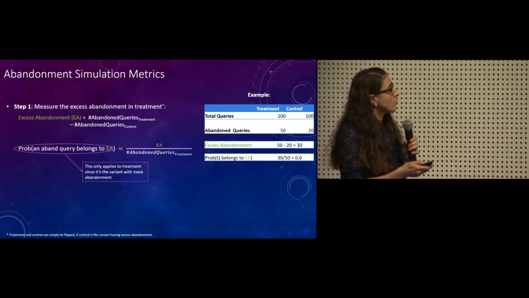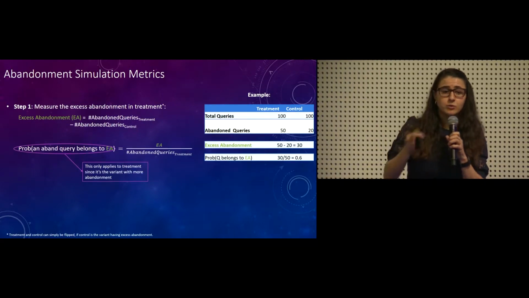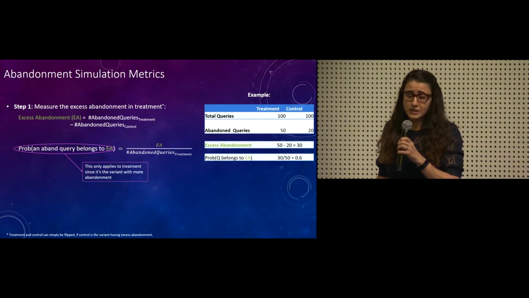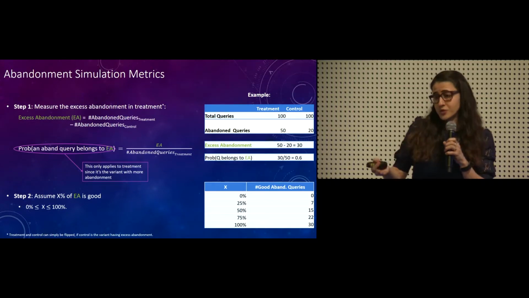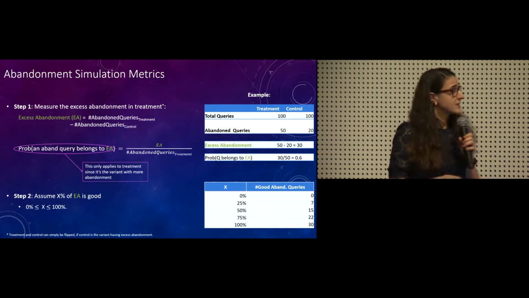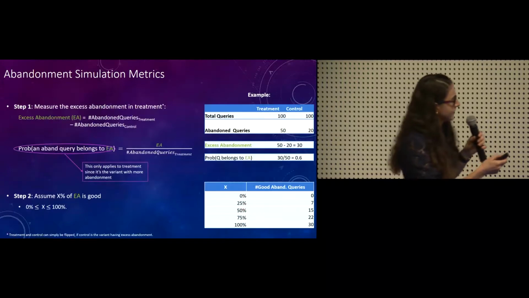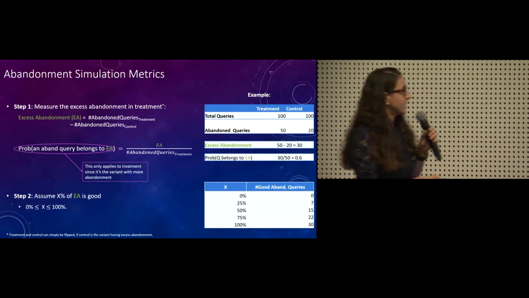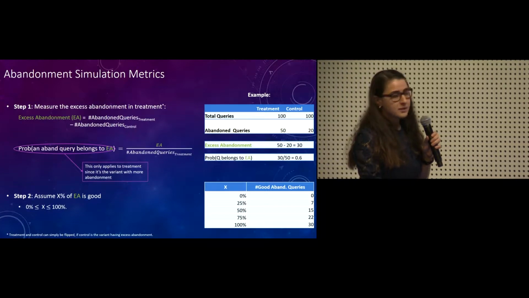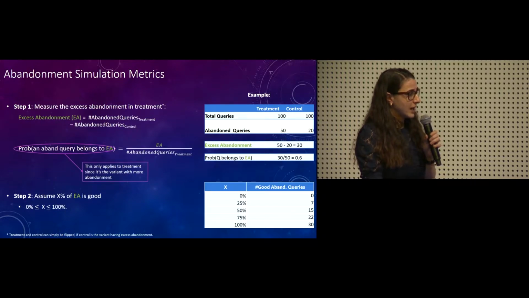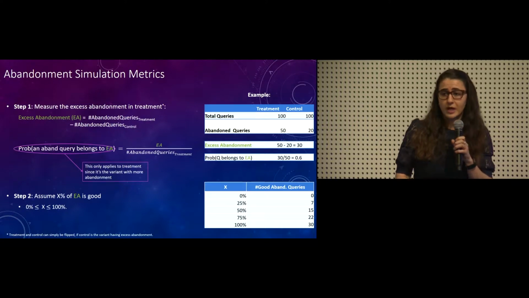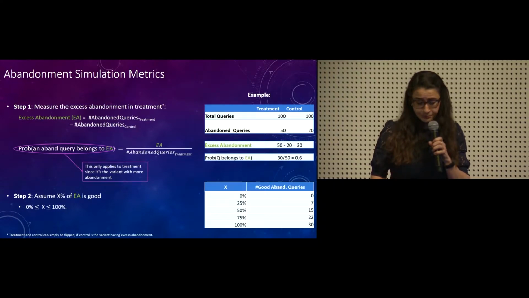Note that this quantity is only available on treatment, right? Because only treatment has excess abandonment. Control does not have any. And the simulation is going to be, we're going to assume that X% of that excess abandonment is good. And this X is going to vary between 0 and 100%. So at 0%, this is the current version that we have, all abandonment is bad. However, as we go through X being from 0 to 100%, we assume that more and more of these abandoned queries are actually good abandonment.